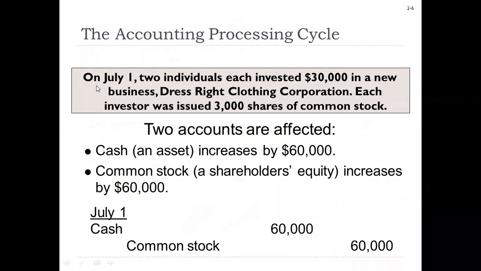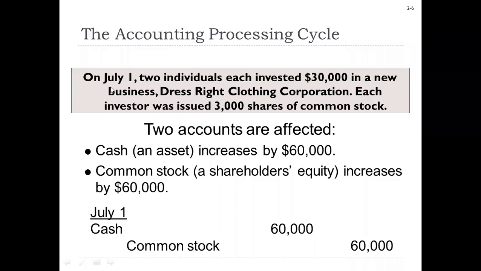In this case, July 1st, two people invested $30,000 each in a new business, Dress Right Clothing Corporation, and each of the two individuals was issued 3,000 shares of common stock. So this is a corporation. Corporations issue stock, common stock or preferred stock. So they issue stock.